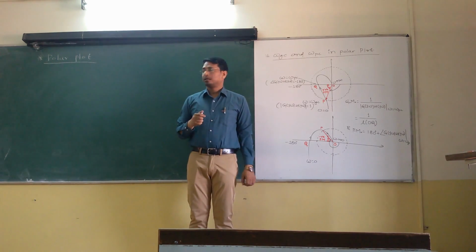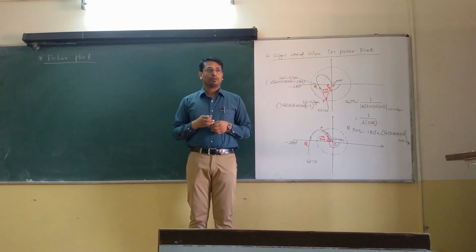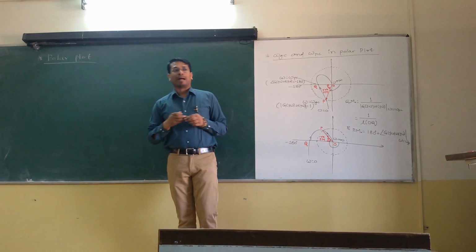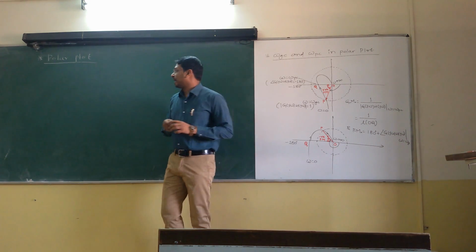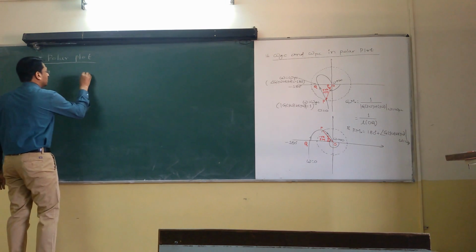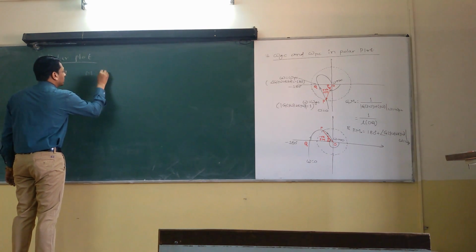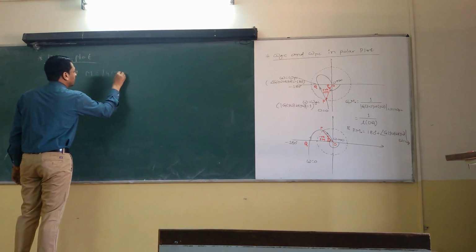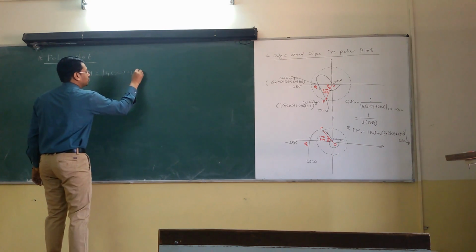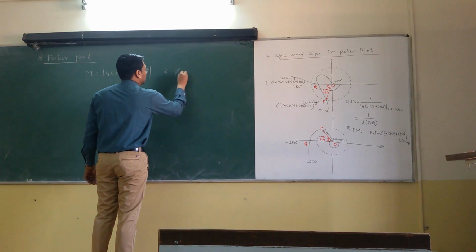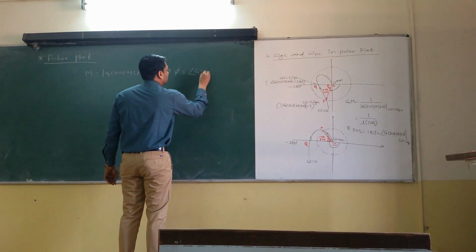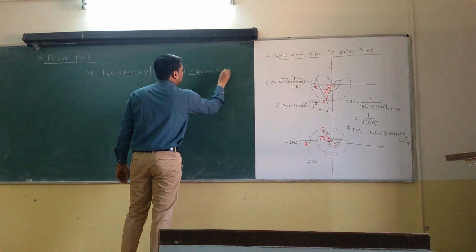Well, so we are going to start the polar plot. In polar plot, what we plot is nothing but the magnitude of G(jω)H(jω) and angle φ, that is angle of G(jω)H(jω). Means what we are going to plot is magnitude of G(jω)H(jω) and angle φ, that is angle of G(jω)H(jω).